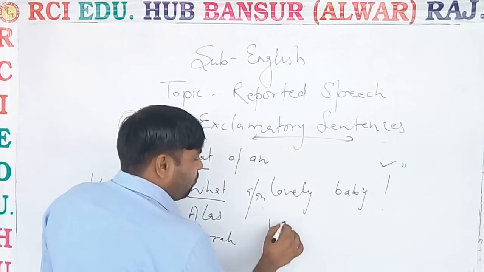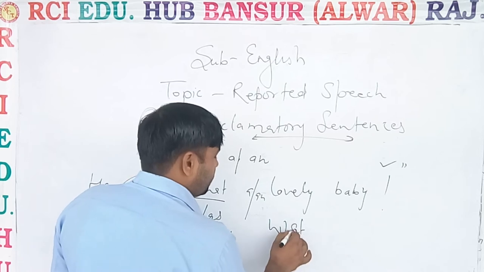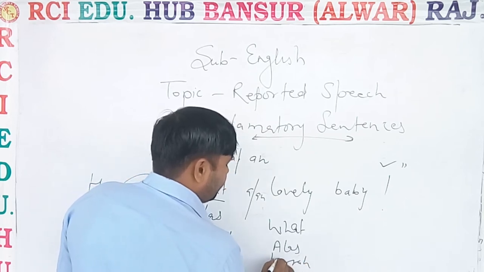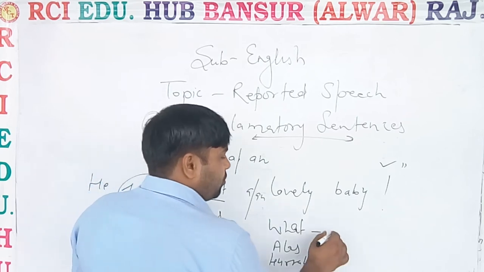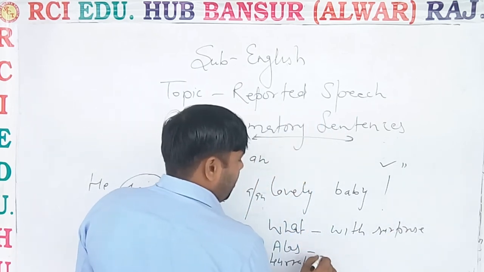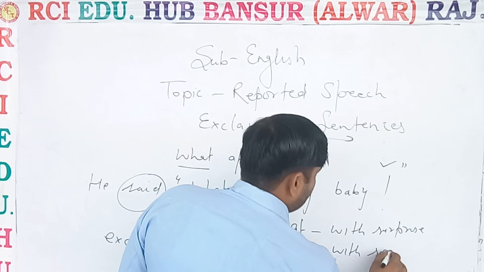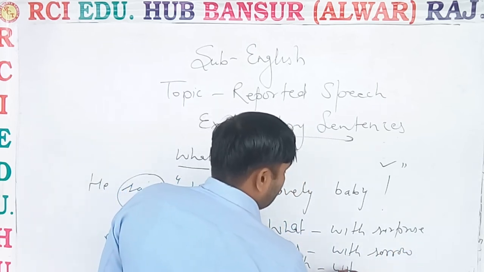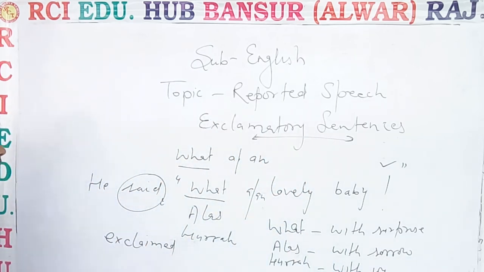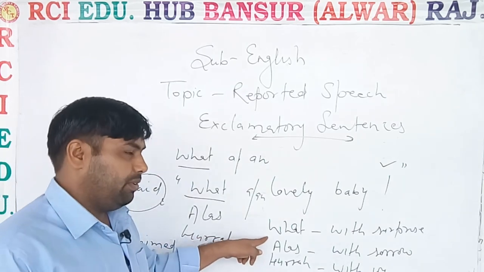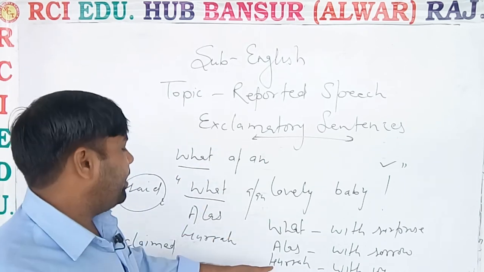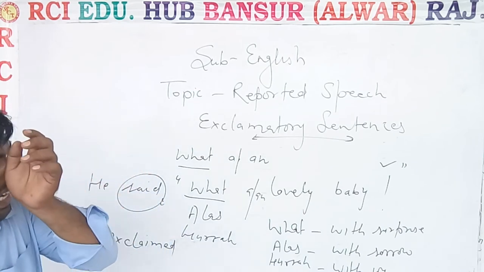One more thing: if "what" is given, "alas" is given, "hurrah" is given, then "with surprise" for what, "with sorrow" for alas, "with joy" for hurrah, we will add with "exclaimed". He exclaimed with surprise if "what" is given. If "alas" is given, he exclaimed with sorrow, and if "hurrah" is given, then he exclaimed with joy.